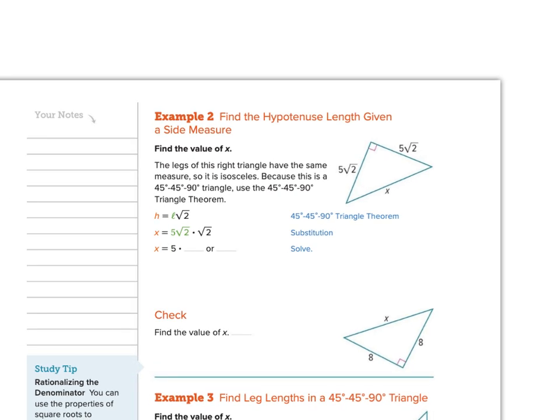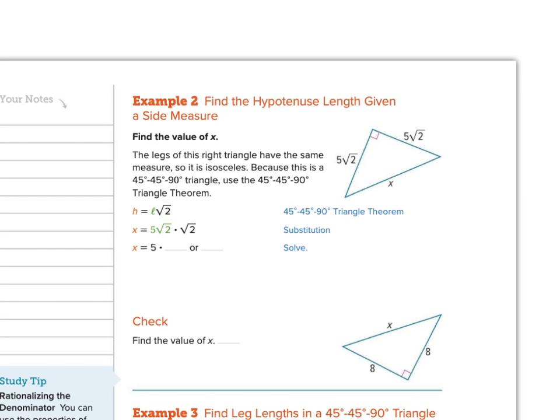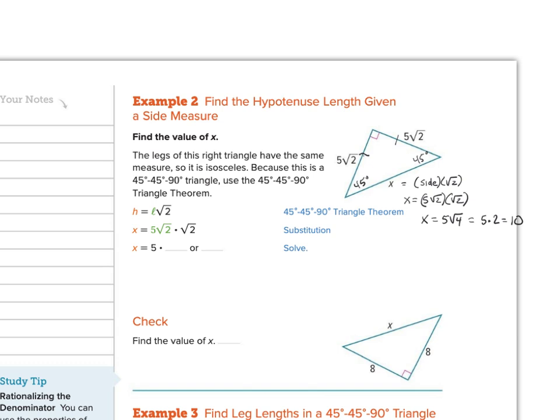Now as I come over here, let's see here, finding the hypotenuse length given the side measurement. Okay, well, let's see again. If this side is congruent to this side, that means that we do have that 45, 45, 90 triangle. So I know then that the hypotenuse is again equal to the side length times the square root of 2. So the side length is equal to 5 square roots of 2 times the square root of 2, which is, again, x is 5 square root of 4, which is going to be 5 times 2, which is 10. So 5 times 2 or 10.